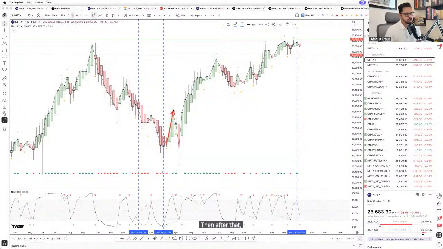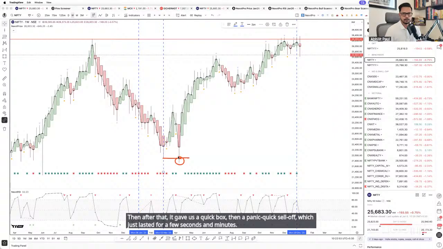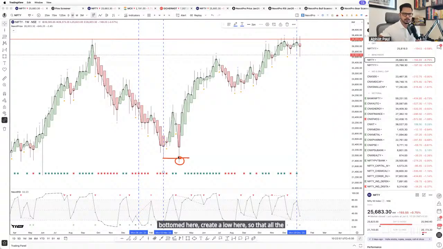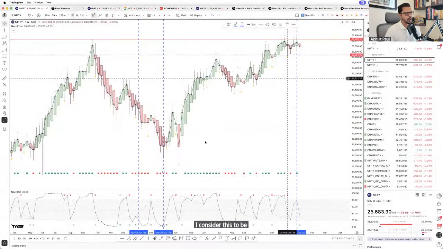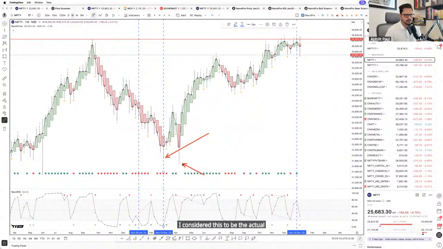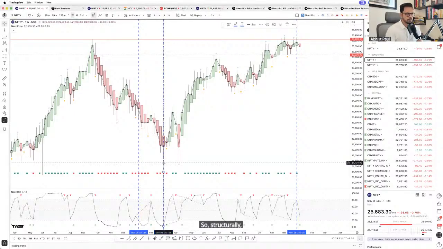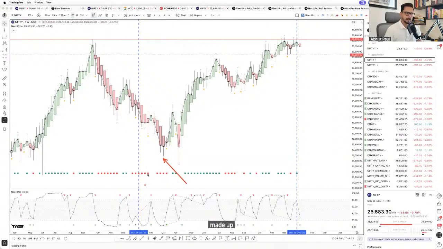Then after that, it gave us a quick bounce back, then a panic quick sell off, which just lasted for a few seconds and minutes. Bottomed here, created a low here, so that all the weak hand stop losses are hit. Oh, this market is going to fall, and then it gives a nice mega rally, good looking rally. To be honest, it's completely my discretion. I consider this to be the actual low because this low was just stop loss hunting kind of low. So structurally, the market made up its mind and bottomed out here. This was just a trick to remove the weak hands.